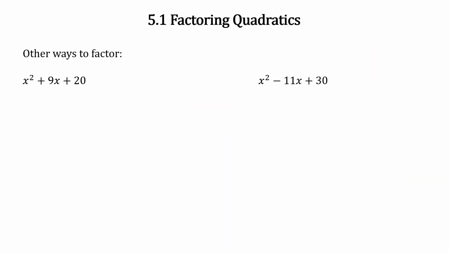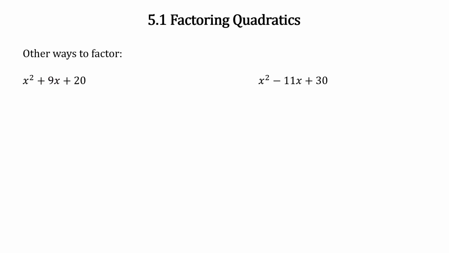Other ways to factor, just other ways to think about these things. If you like it like this, do it like this. If you want to think what multiplies to 20 and adds to 9, you can probably figure that out. But if that doesn't work for you, think about numbers that add to 9. And again, this is kind of a guess and check.